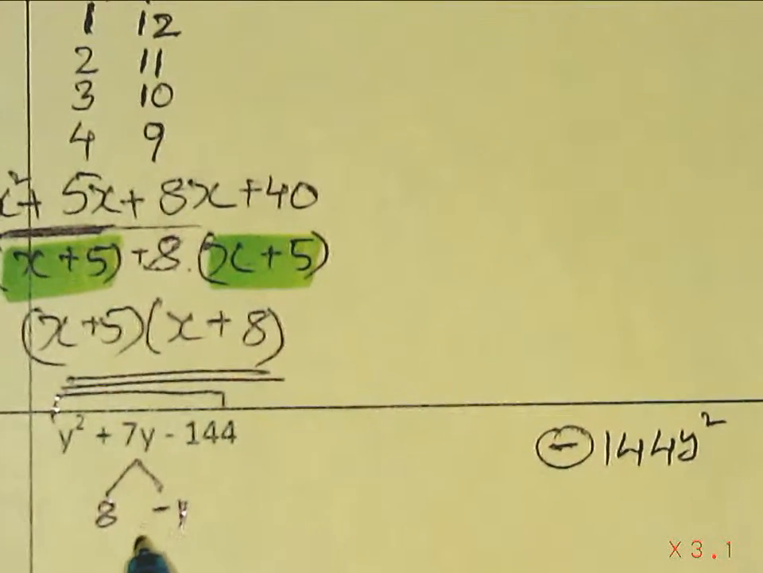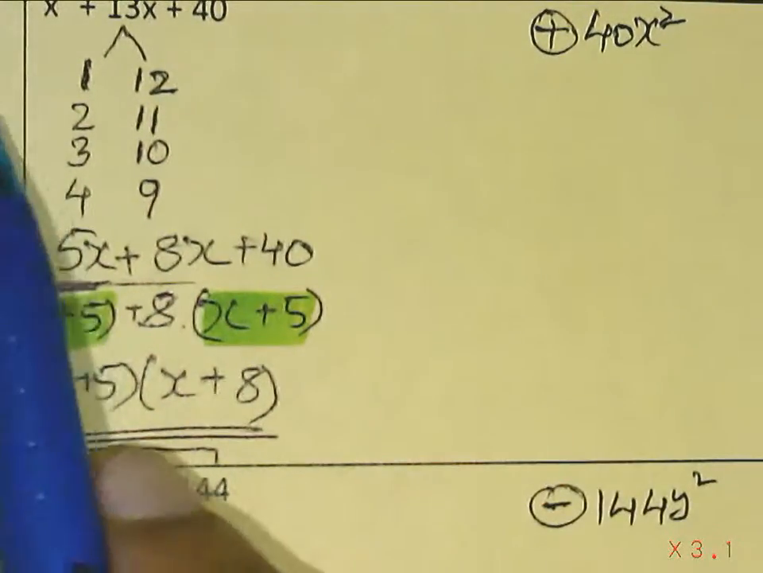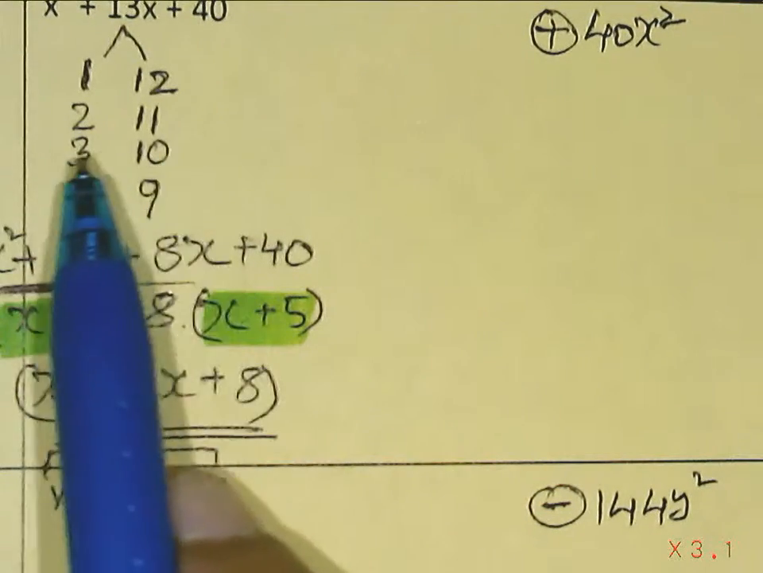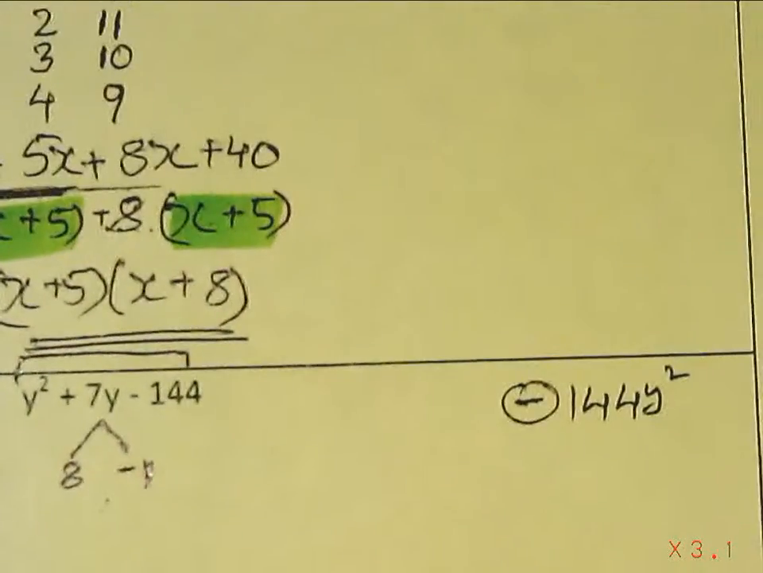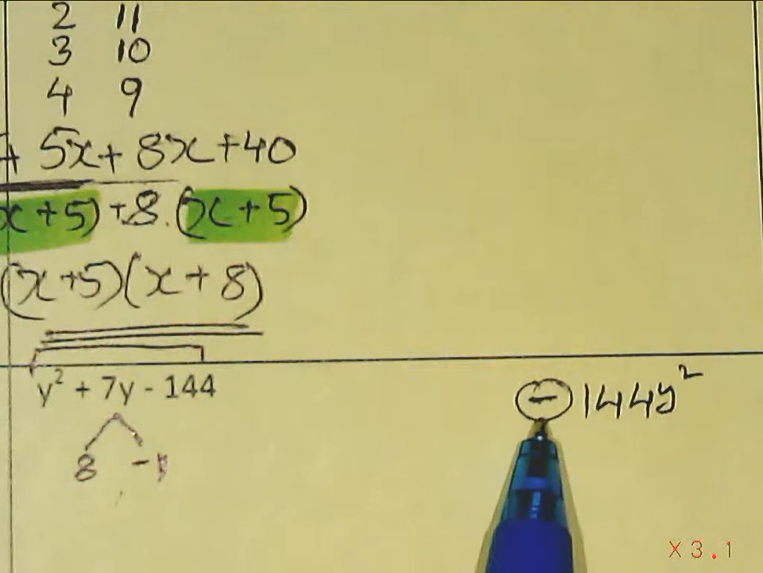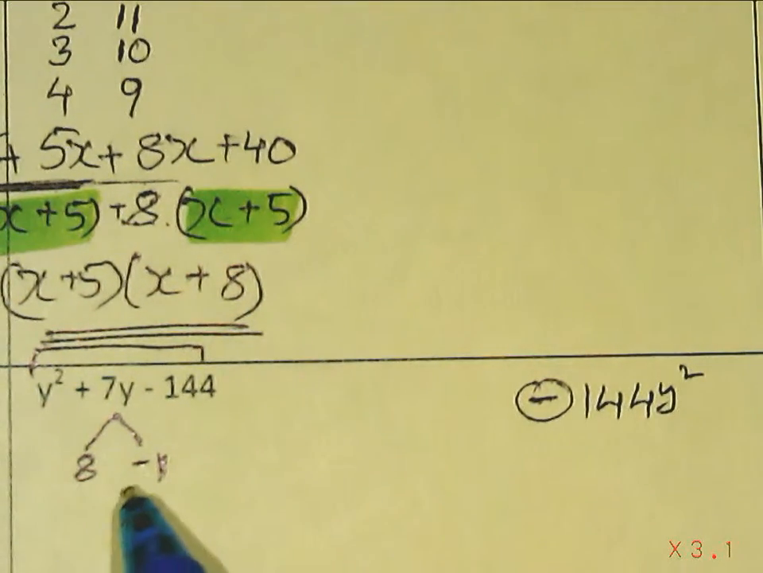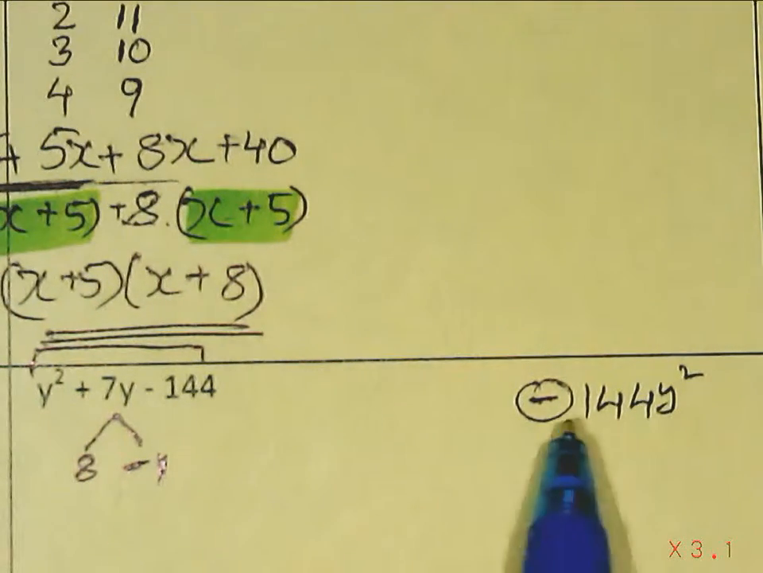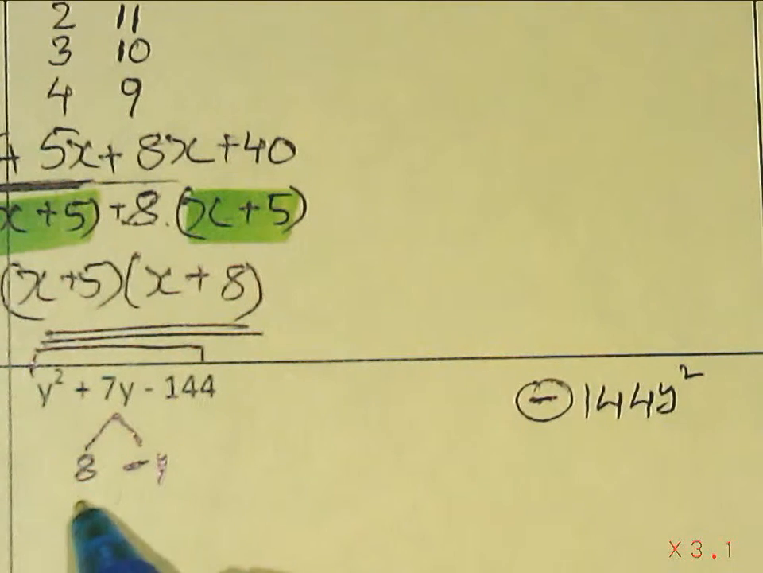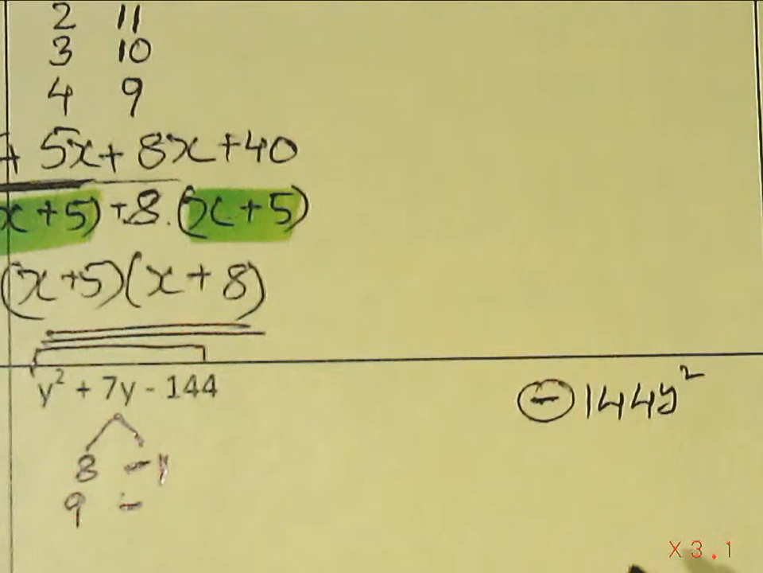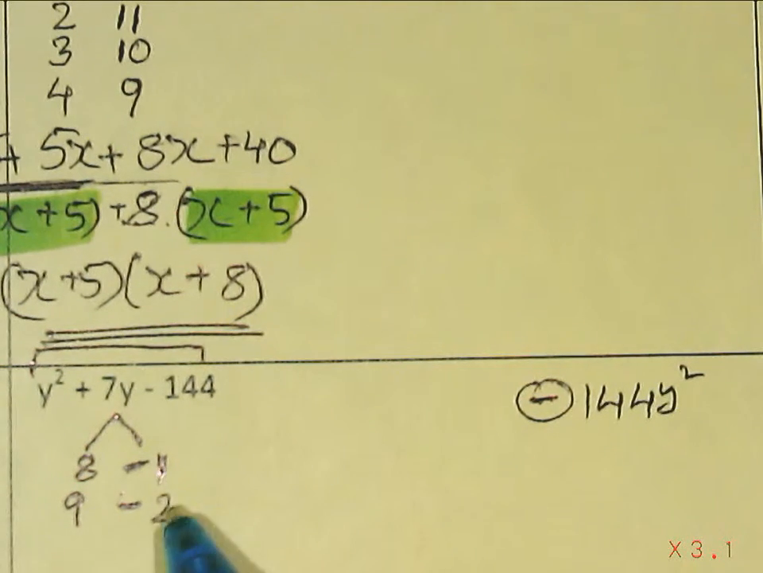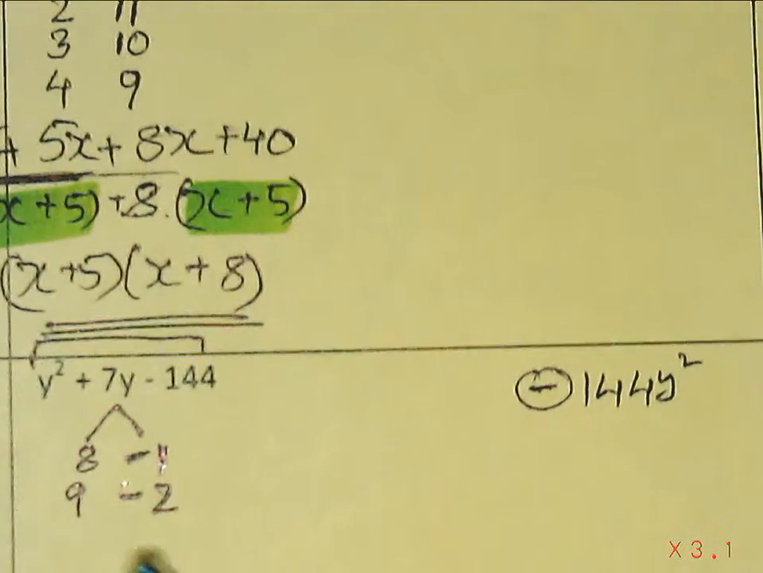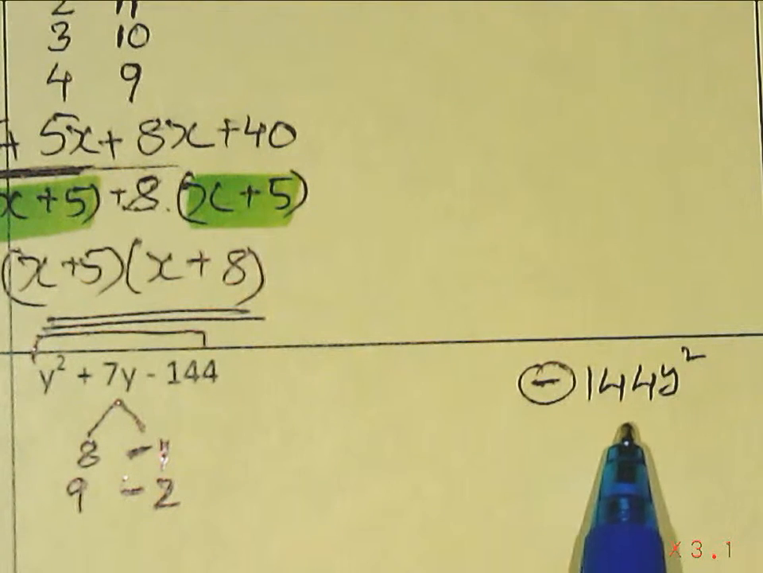Did you see that? In the previous one there was a positive sign, so I added 1 plus 12, 2 plus 11, 3 plus 10, and so on. But in this particular question there is a negative sign, so I am subtracting. I am not adding now. Right? 8 minus 1 makes 7. 8 ones is not 144. So 9 minus what value gives me 7? 9 minus 2 is equal to 7. 9 times 2 is 18, not 144.